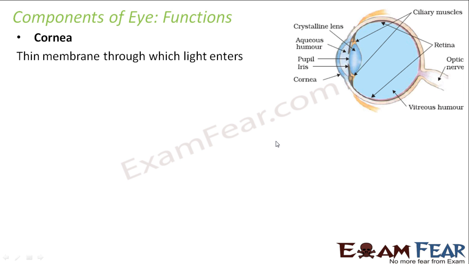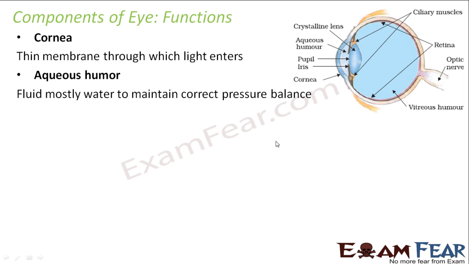Because it is the outermost membrane, in a way it protects the eye, right? So it is a thin membrane through which light will enter the eye. Next comes the aqueous humor. Aqueous humor is a fluid, mostly water, to maintain the correct pressure balance inside the eye. Also, when light enters the eye, because of a change in refractive index, for example, outside it is air, right? Inside, the aqueous humor has a refractive index of its own. So there is a change in refractive index, so refraction of light takes place, right?